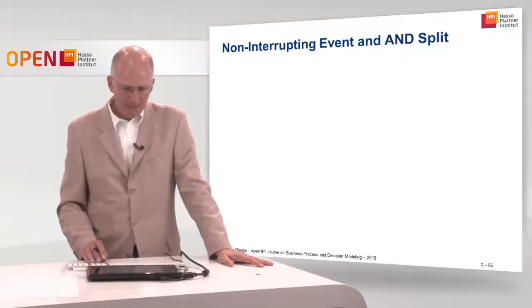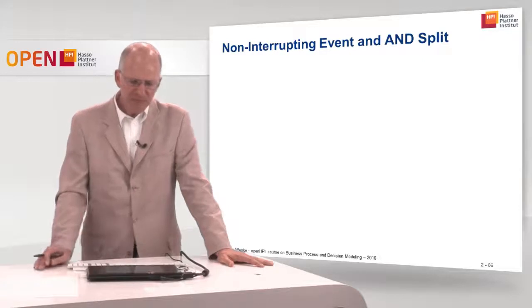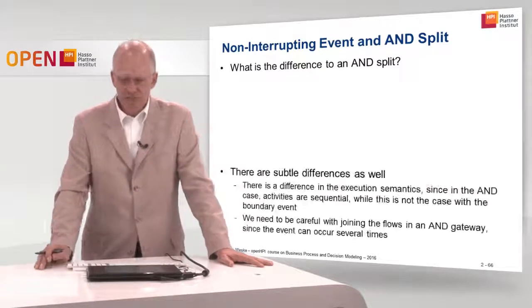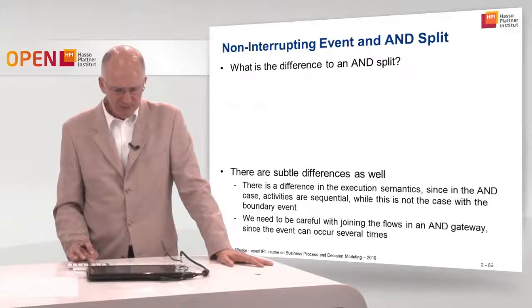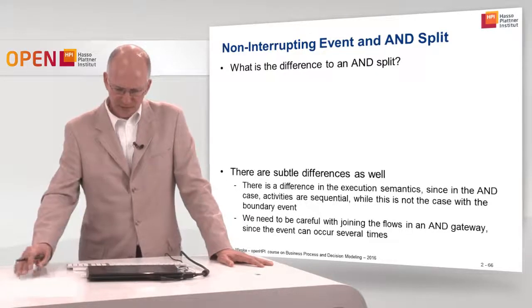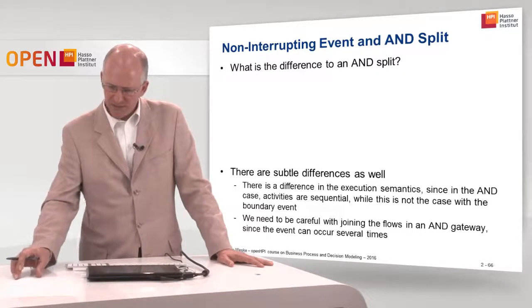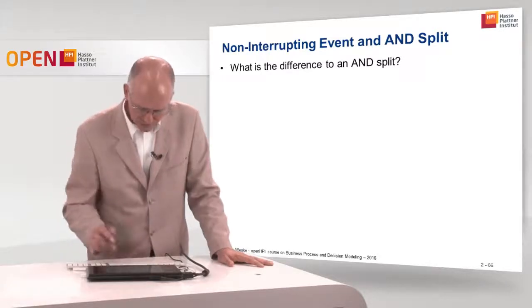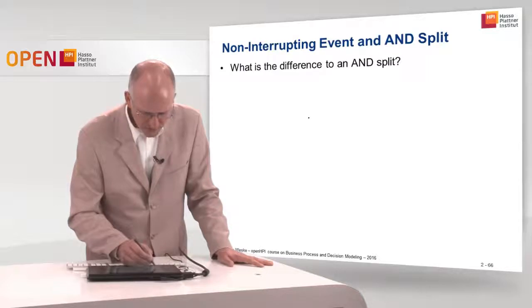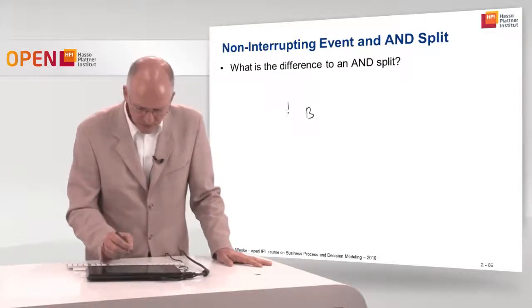Okay. So couldn't we specify the non-interrupting event as an end split? Isn't that something like an end split that we use? And what in particular is the difference to the end split? Also in this case, there are subtle differences. And I'd like to sketch that. Maybe I can get rid of the solution at this point in time.